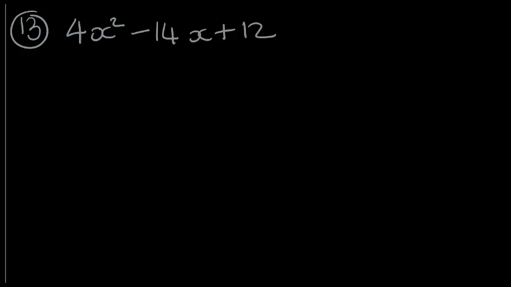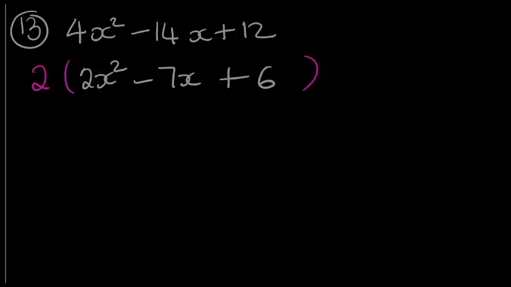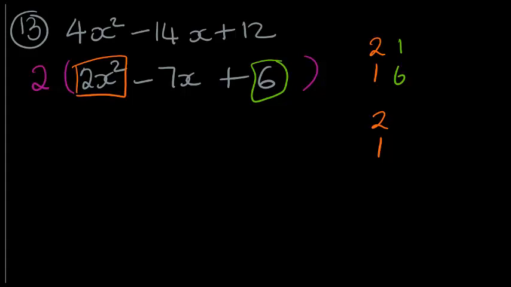Question 13, 4x squared minus 14x plus 12. First things first, look for a common term, or we're going to take out 2. So in our bracket, we are going to have 2x squared minus 7x plus 6. Factors of 2 are going to be 2 and 1. I can repeat it here. And then factors of 6 are going to be 1 and 6, 2 and 3, 3 and 2, 6 and 1.